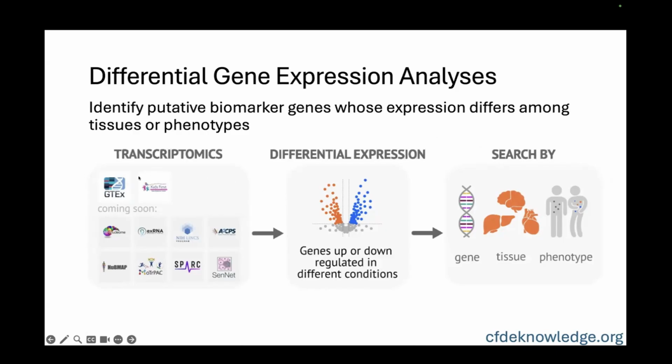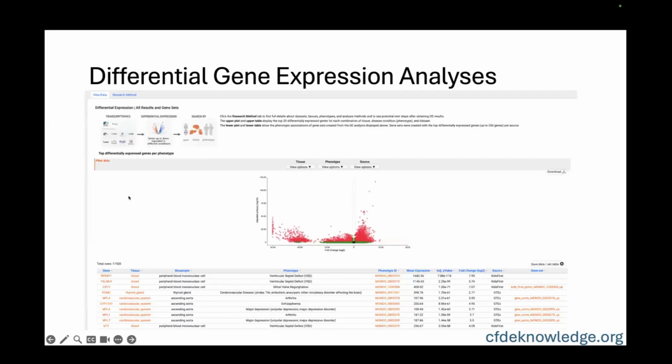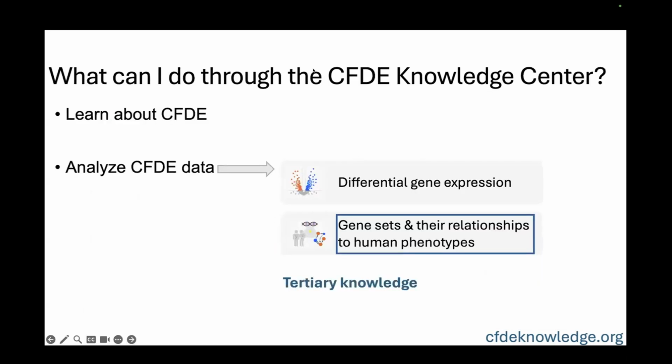We currently have transcriptomic data that's bulk RNA sequencing from GTEx and Kids First, but have many additional CFDE centers that have produced transcriptomic data that we aim to integrate. This is an example of what the output would look like. You can see here a volcano plot showing differentially expressed genes and the same results in tabular form.